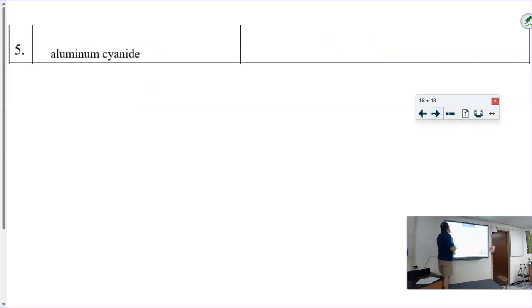Aluminum cyanide. Aluminum, there's no Roman numeral this time. We actually have to go look for it. So I go to my periodic table, I find element number 13, and I see that it's 3+.